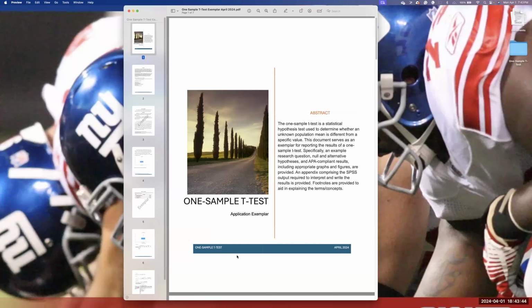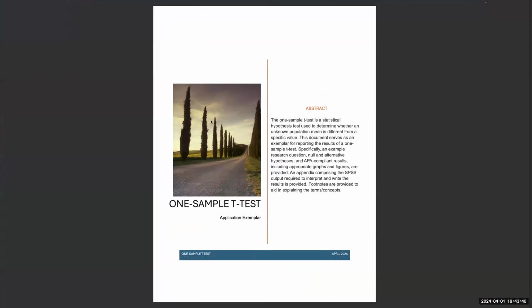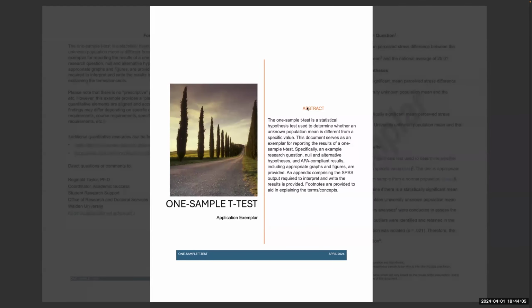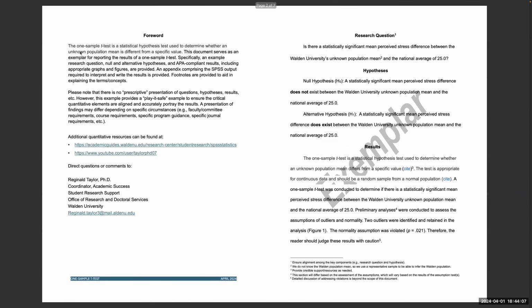Okay, now you should see a one sample t-test exemplar. Remember, I've been giving you something like this in the previous weeks. Does everybody see that on the screen? Okay, fantastic. So again, remember, I usually put an abstract together, but then in the forward information, I'm telling you where you can find additional resources here. And this is the YouTube page over here where the recordings will be.